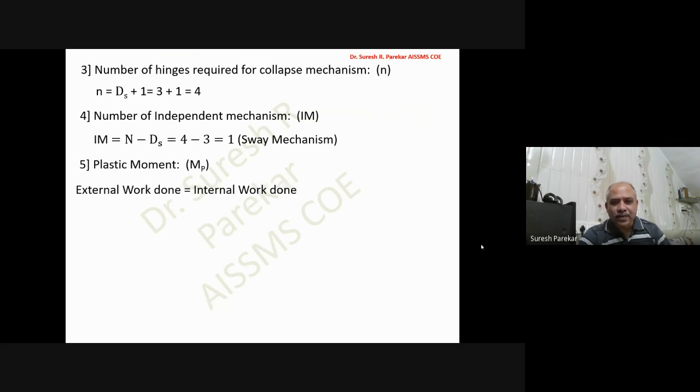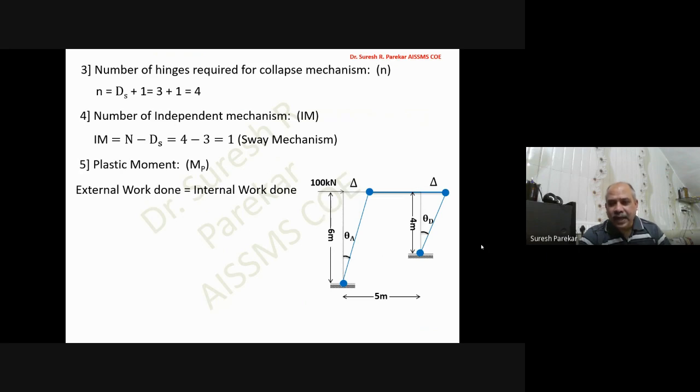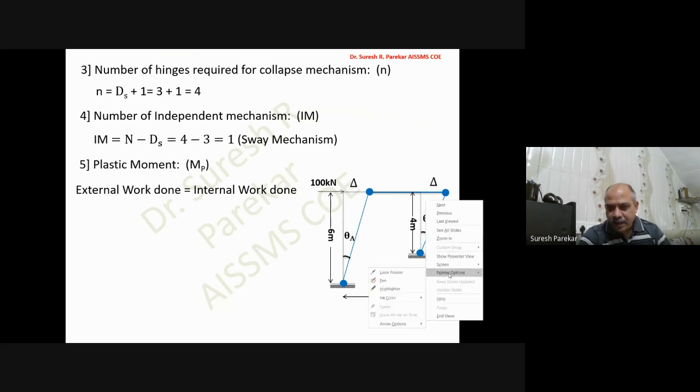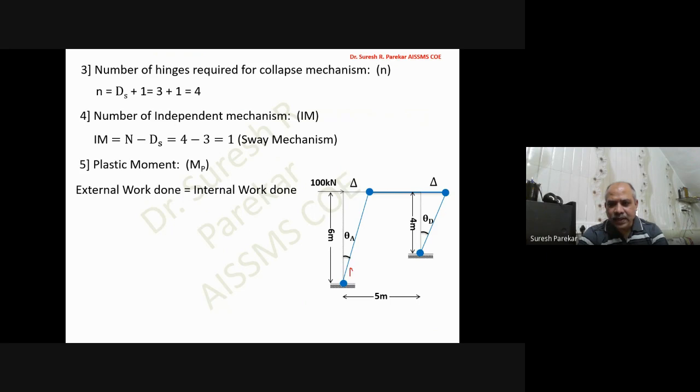Then for the plastic moment, we equate external work done to internal work done. We have the frame with dimensions. Then we have sway; let delta be the sway of the frame. We have 2 columns only, and this will have 4 hinges. Now the external work done is 100 into delta. And for the angles, we have theta A and theta D. This is joint A, then joint B, and then here joint C and joint D.